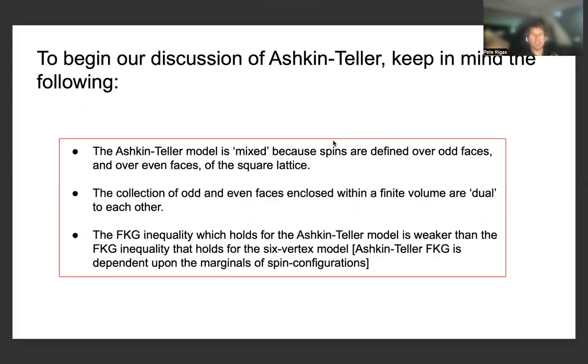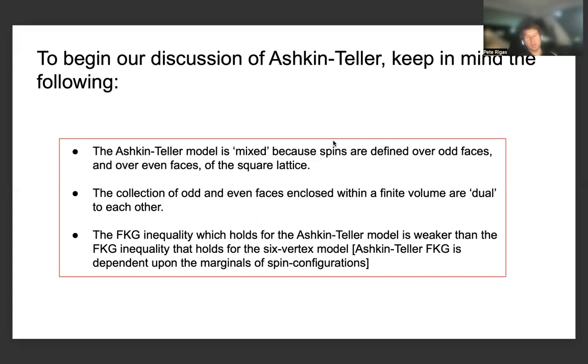But to begin our discussion of Ashkin-Teller, keep in mind the following: this model is called mixed because spins are defined over odd faces or over even faces of the square lattice, and the collections of odd and even faces enclosed within a finite volume are dual to each other, because we have an odd face next to an even face, next to an odd face and next to an even face, and so on and so forth, given some ordering of all the faces which appear within a finite volume.